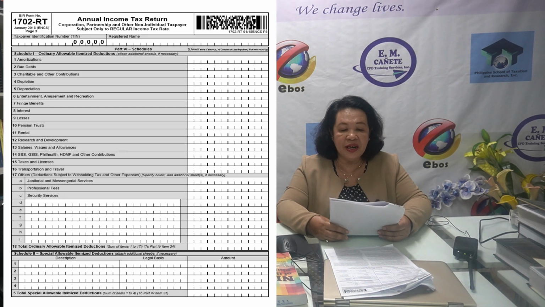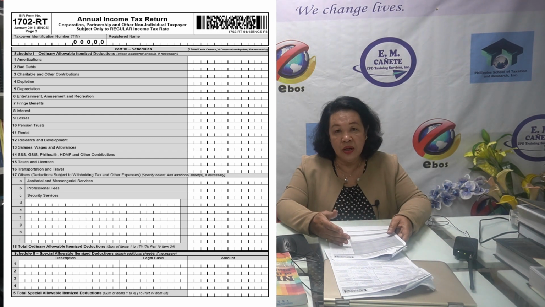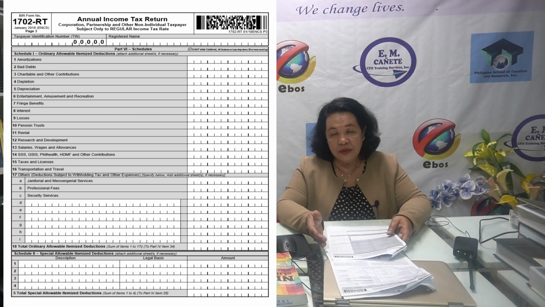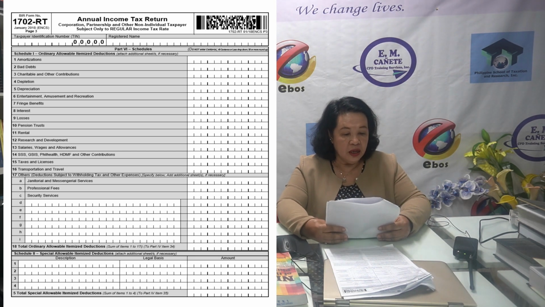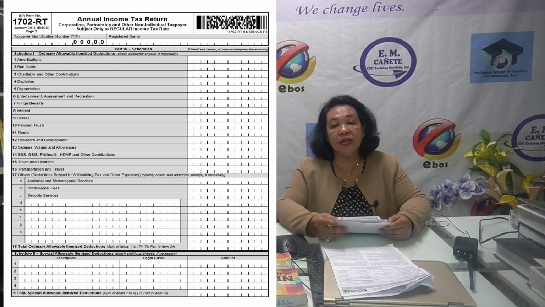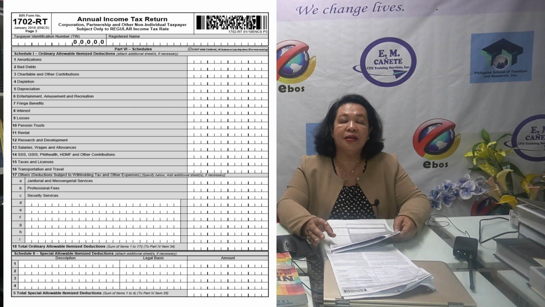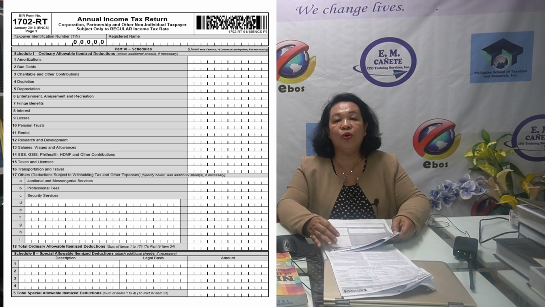When we say ordinary allowable itemized deductions, these are the other kinds of deductions that the corporation chooses aside from the 40% optional standard deduction on gross income. So we need to start with the amortizations. Number one allowable itemized deduction is amortization. What do you mean by amortizations? Amortizations are where you are going to amortize or claim the expense during the year, but it is not an outright claim of expenses. You have to amortize.